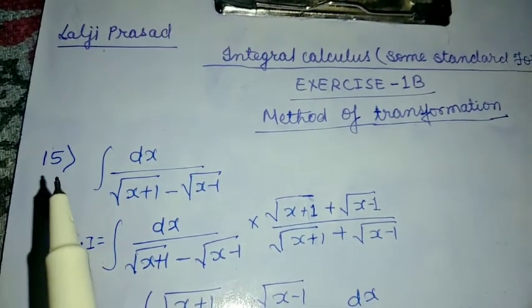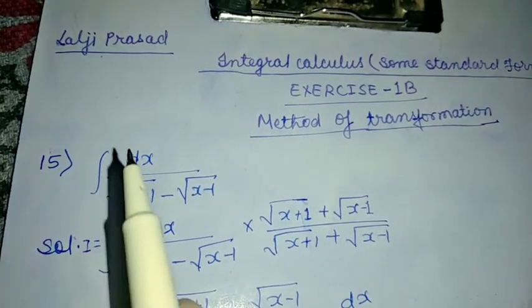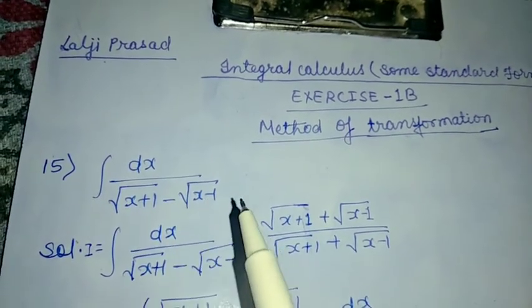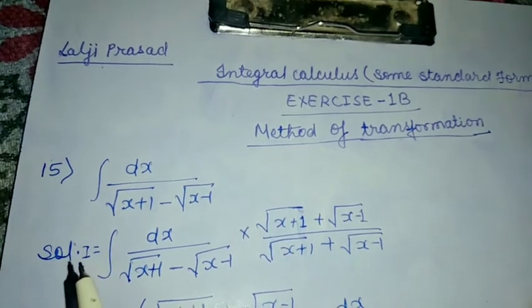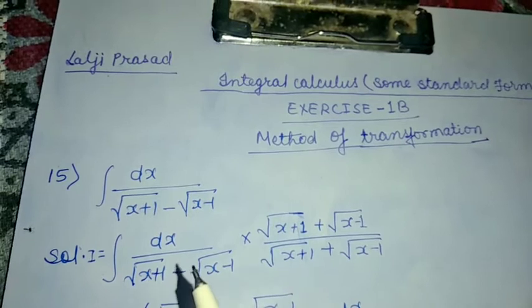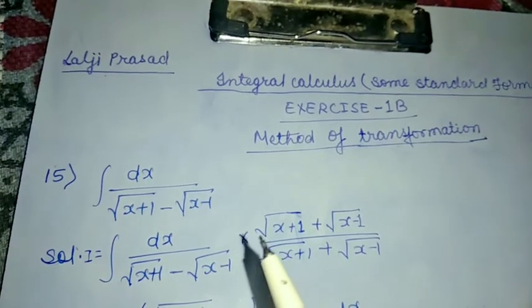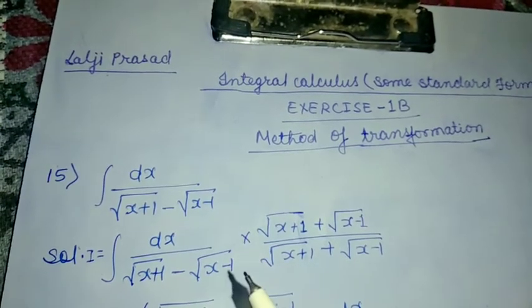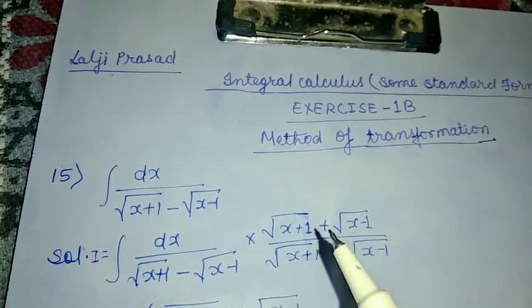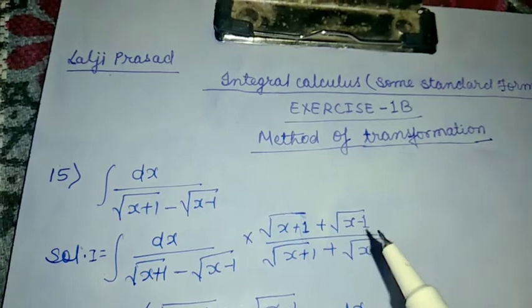Now you can see the next question, which is question number 15, which is integration of dx upon square root of x plus 1 minus square root of x minus 1. So you can see the solution. For solving this question we have to rationalize the denominator. So again we have to multiply both numerator and denominator by this term, square root of x plus 1 plus square root of x minus 1.